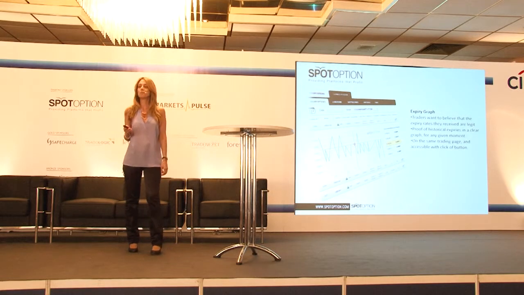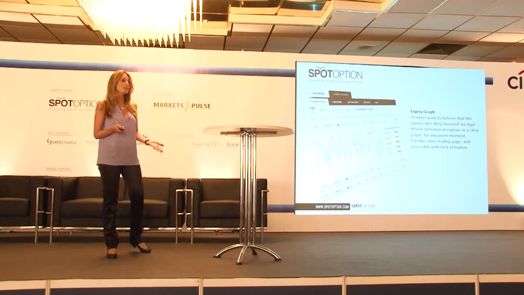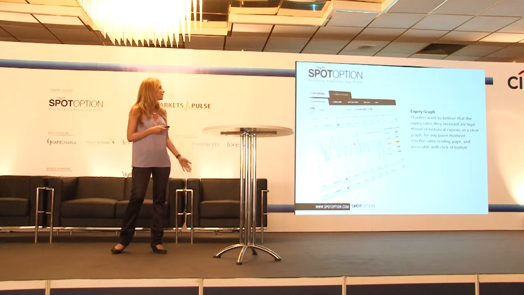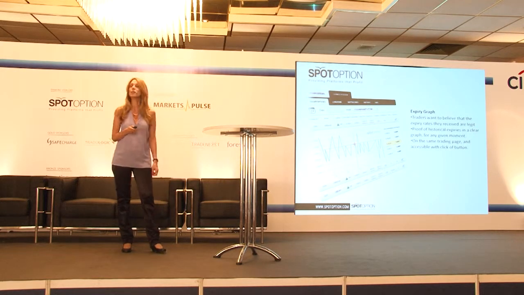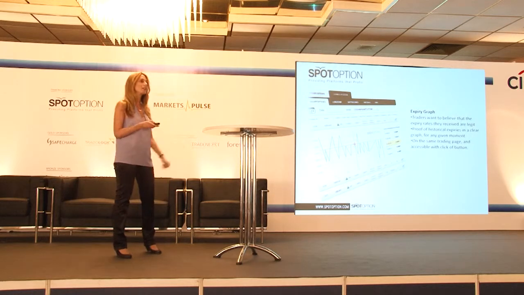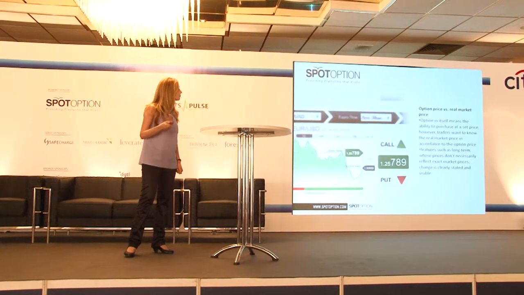We have the expiry graph. A trader wants to believe that the expiries that he received were legitimate. Sometimes he wants to see proof. So we have the expiry graph that he can see in a clear fashion for any given moment. Also, once again, on the same trading page. He doesn't have to jump around. It's all there clearly in front of him, legitimizing his expiry.